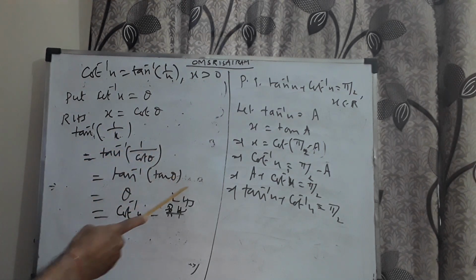Tan inverse tan theta is theta. Theta is replaced by cot inverse x. Therefore, tan inverse 1 by x is nothing but cot inverse x. Therefore, we have seen three different results.